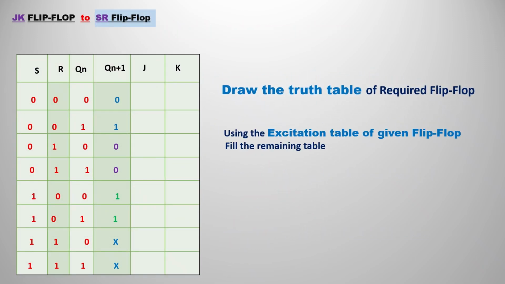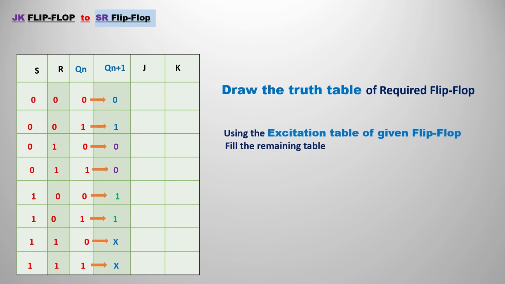The first step is to draw the truth table of the required flip-flop. Here our required flip-flop is the SR flip-flop, so we have the truth table of the SR flip-flop: the present state Qn and the next state Qn plus 1. I hope you know about the SR flip-flop. If you don't, I am giving the video about the SR flip-flop in the description box. Please check it out. I am also taking 2 extra columns, J and K, which we are going to fill using the excitation table of the JK flip-flop.